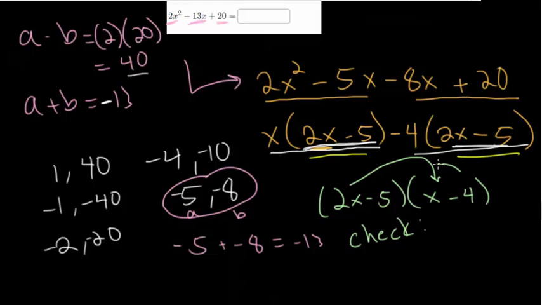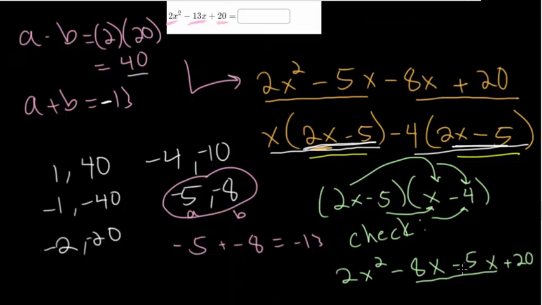So the 2x goes into both of those. So you get 2x squared, and 2x times minus 4 is minus 8x. Then we do the minus 5 distributing to both of those. Minus 5 times x is minus 5x. And minus 5 times minus 4 would be positive 20. And notice, these would recombine to give you this minus 13x term.